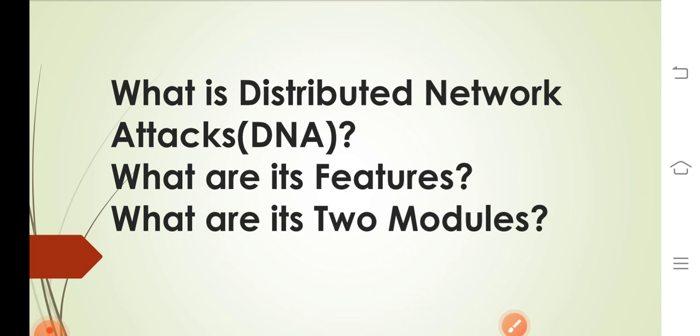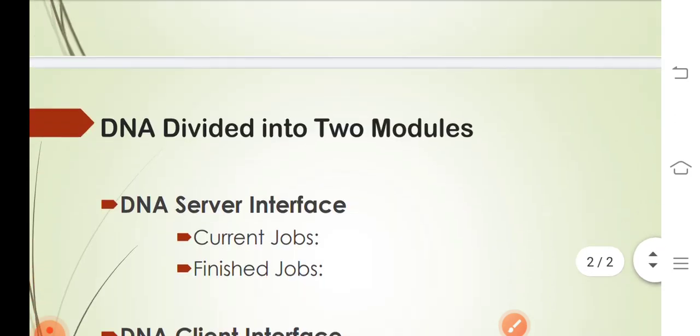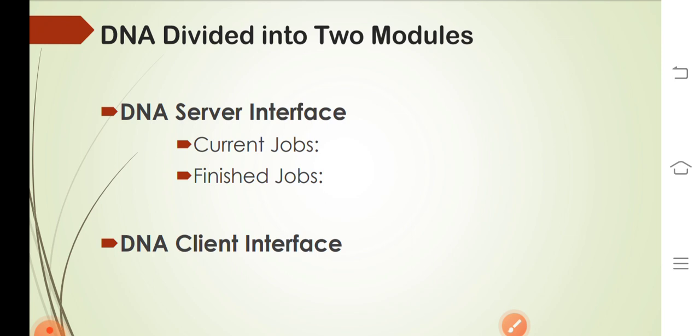Next, DNA is divided into two modules. The first module is the DNA server interface. The DNA server interface allows the user to manage DNA from a server. The DNA server module provides the user with the status of all jobs that the DNA server is executing. This interface is divided into two types: current jobs and finished jobs.